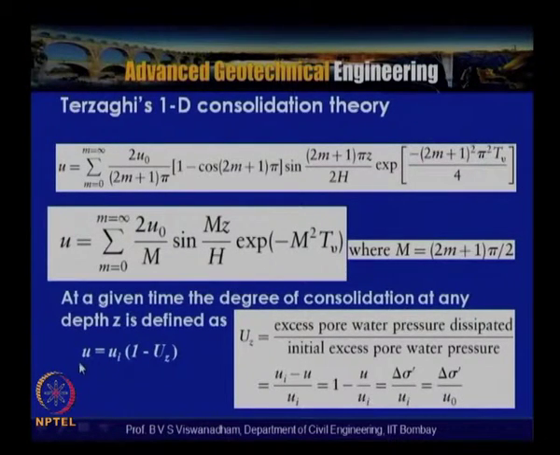By knowing U_z at any point, at any level, we can construct the isochrone for a given time. If you are having U_z, then u_i into (1 minus U_z), we can find out u, which is equal to u_i into (1 minus U_z).